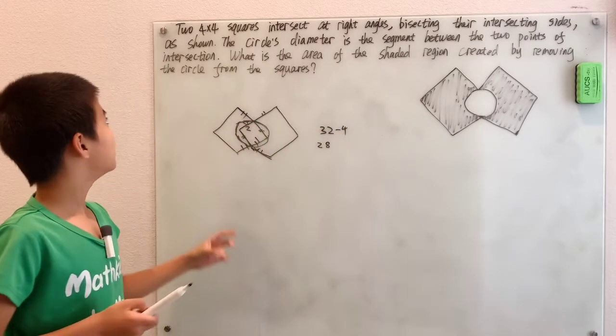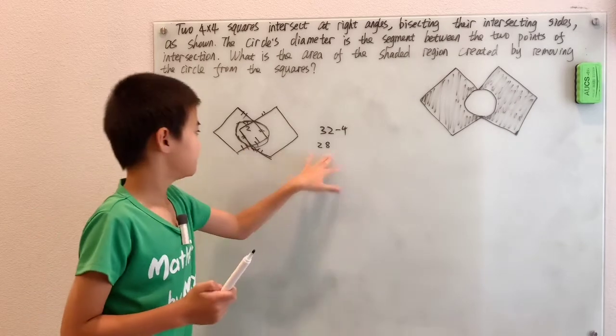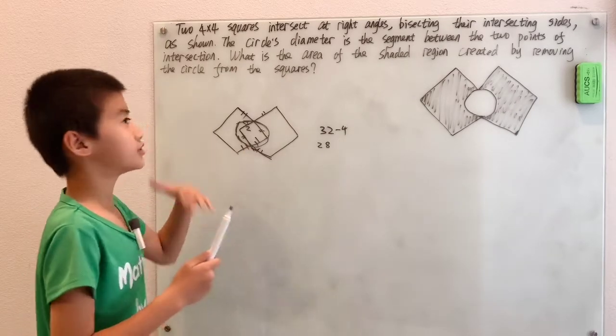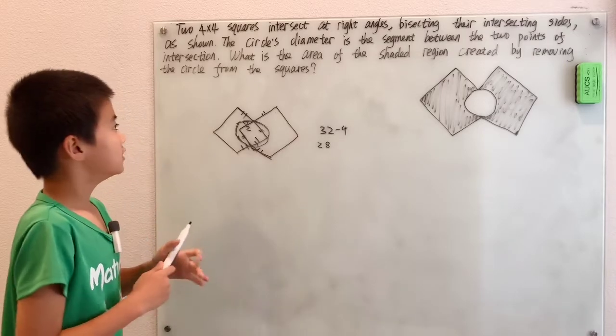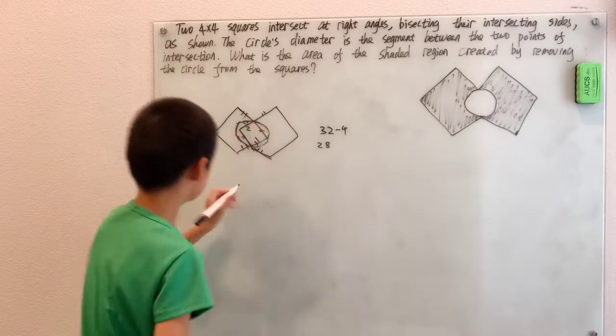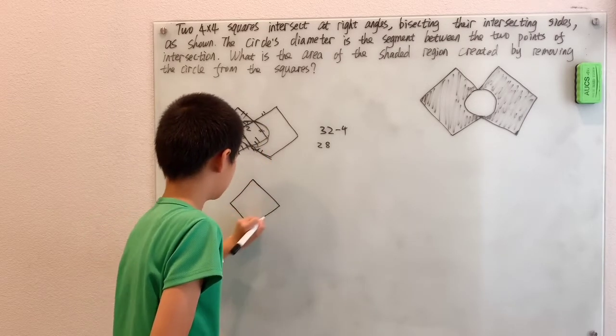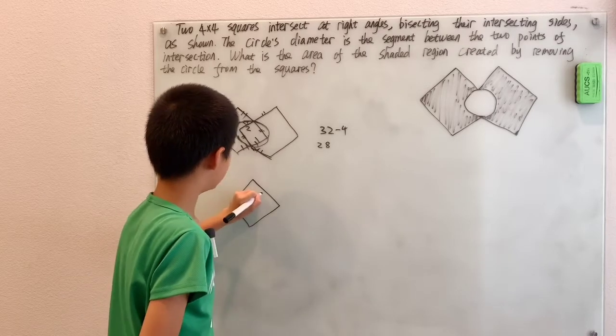So the area of this shape, before we remove the circle, is 28. So now we have to remove the circle, right? So I'm going to zoom in on that little intersecting point and draw it a little bigger. And then this is 2x2.